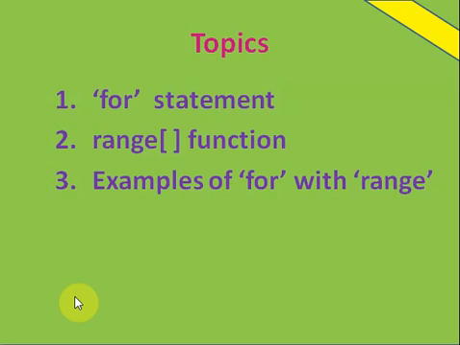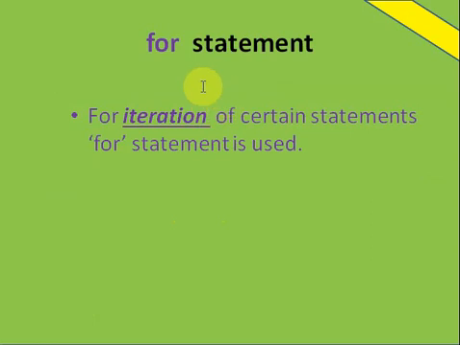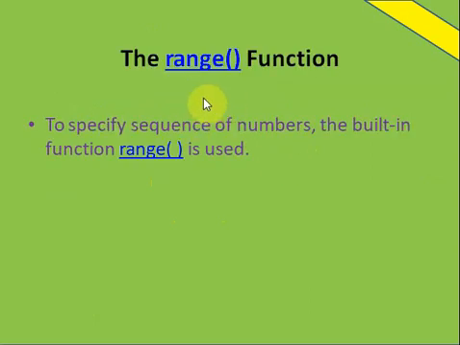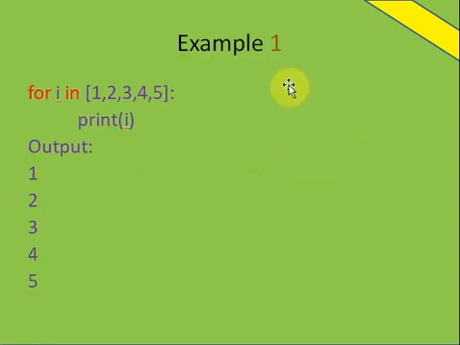Hello students, in today's lecture you will learn the for statement, the range function, and some examples. The for statement is used to repeat some statements. Iteration means to repeat some statements. Second is the range function. To specify a sequence of numbers, the range function is used. Let us see some examples.